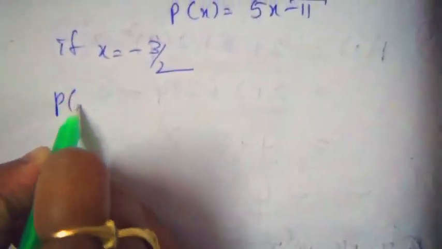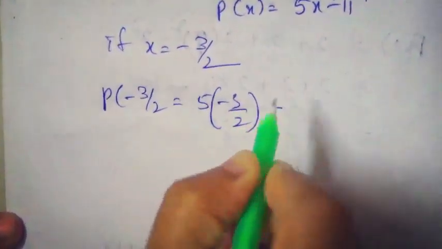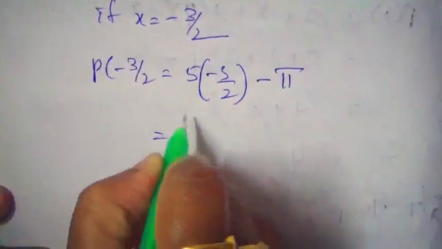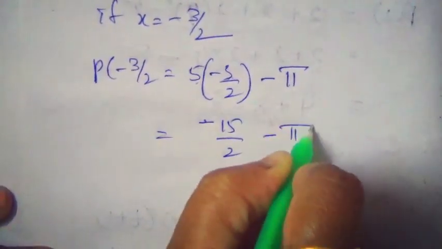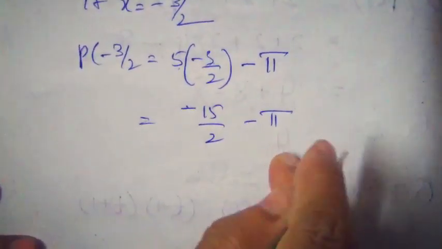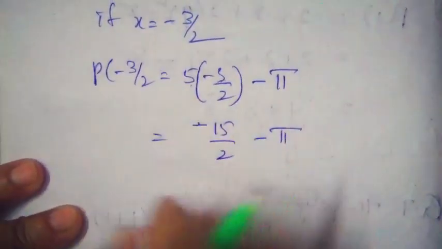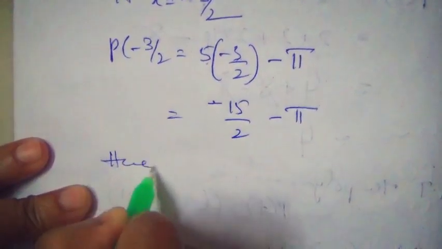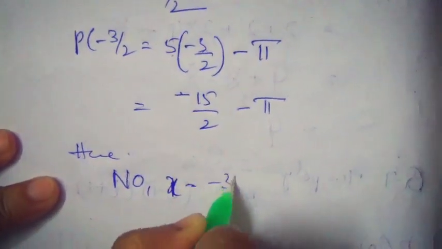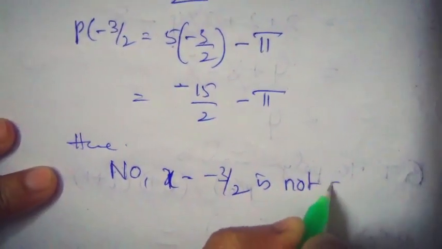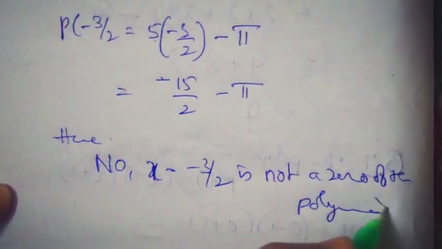So p of minus 3 by 2 is equal to 5 of minus 3 by 2 minus pi, that is equal to minus 15 by 2 minus pi. So it's not zero, right? So that's why it's not a zero of the given polynomial. Here x is equal to minus 3 by 2 is not a zero of the polynomial.